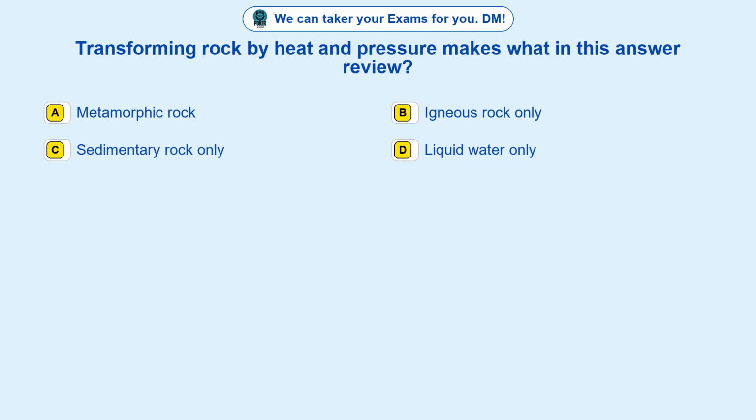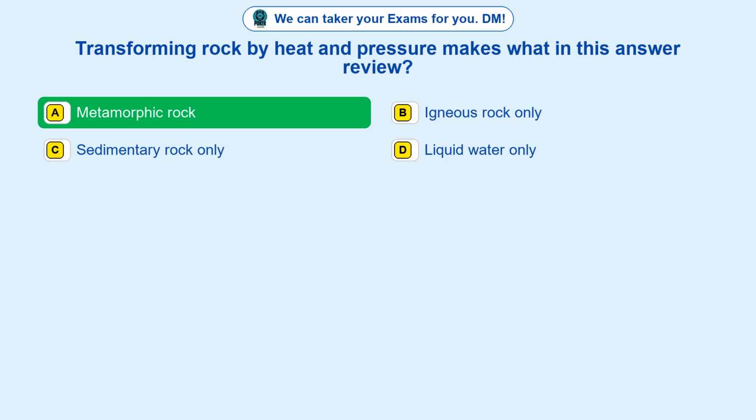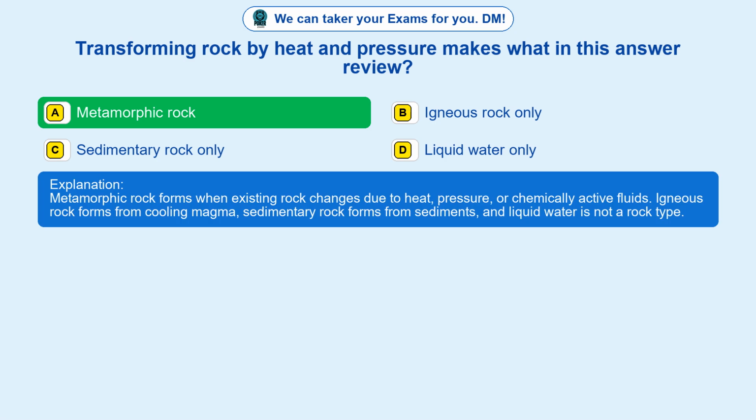Question 86. Transforming rock by heat and pressure makes what in this answer review? Option A, metamorphic rock. Option B, igneous rock only. Option C, sedimentary rock only. Option D, liquid water only. The correct answer is option A, metamorphic rock. Metamorphic rock forms when existing rock changes due to heat, pressure, or chemically active fluids. Igneous rock forms from cooling magma, sedimentary rock forms from sediments, and liquid water is not a rock type.